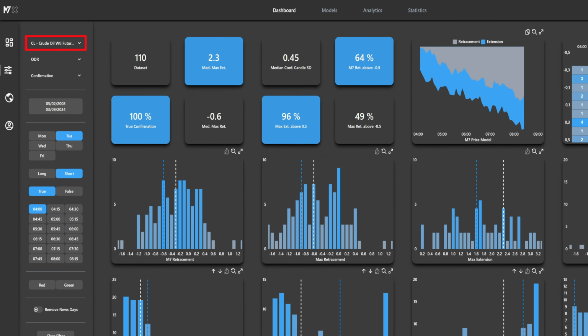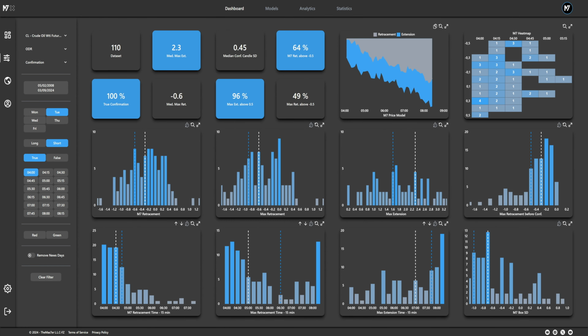We select the asset, the session, the day, the direction of the confirmation. We assume that we will get a DR true session. The confirmation happened between 4 and 4:15 a.m. and if you want, you can also select the color of the box. For this demonstration, we will only look at the retracement time, maximum retracement, and the extension distribution.